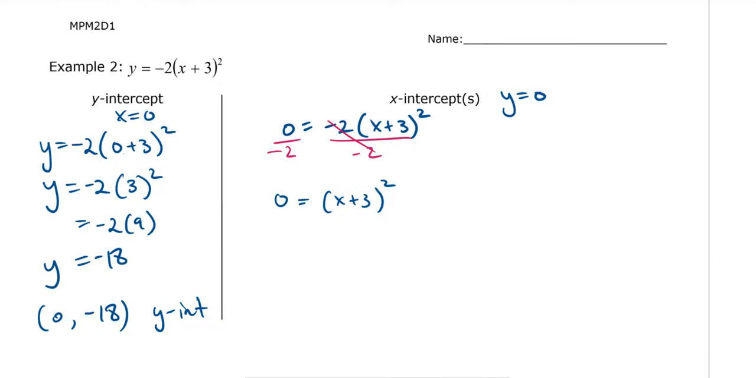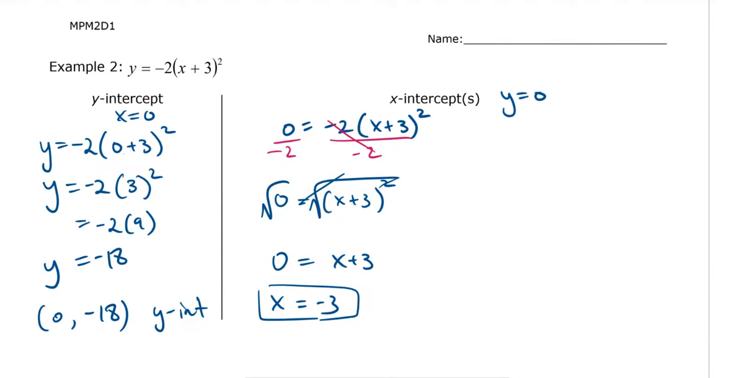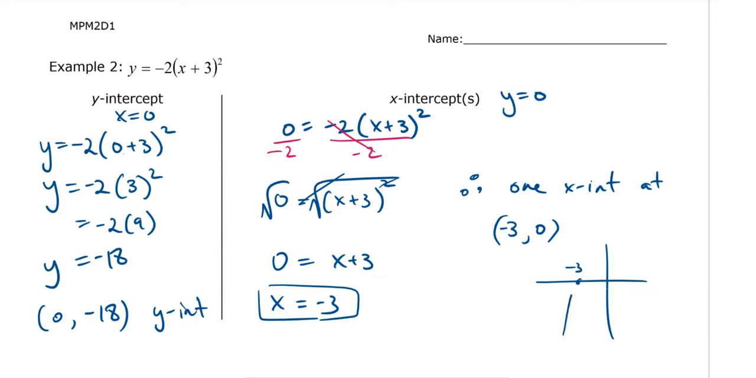You want to get rid of the square, you're going to take the square root of both sides. Square root of 0 is 0. Doesn't matter plus or minus, it's still 0. And that leaves me with x plus 3 on the right side. So the square root and the square cancel out. And so that leaves me with x equals negative 3 as my solution. So that's my x-intercept. So therefore, we only have one x-intercept at negative 3 comma 0. And so that graph would look like this. Negative 3, only one x-intercept.